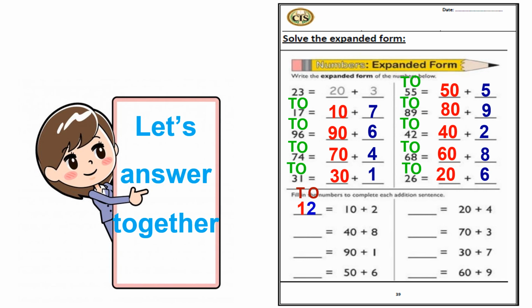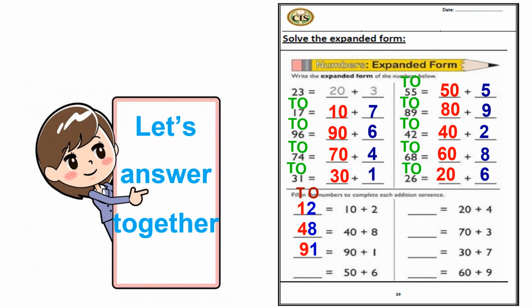Here I have 40 plus 8 equal what? First, one sentence. So 8 is ones and 40, I will cross the 0 and write 4. So the answer will be 48. Here, 90 plus 1. What can I do? One sentence. So, 1 is ones and 90, I will cross the 0 and write 9. So the answer will be 91.